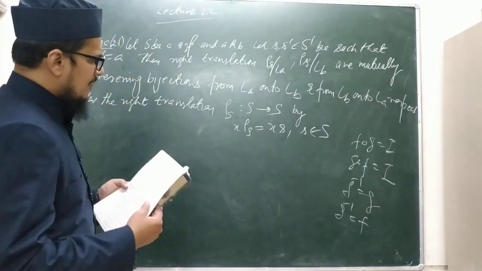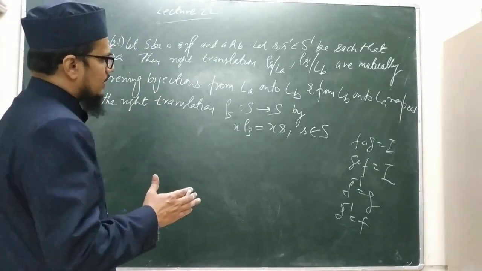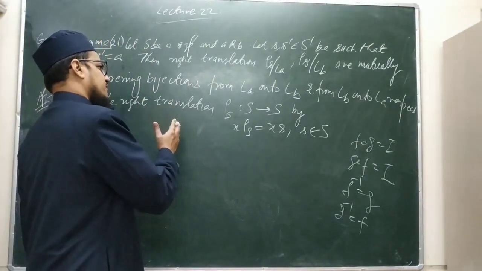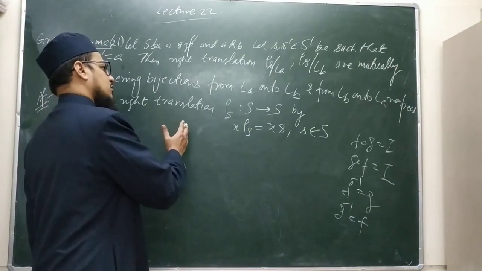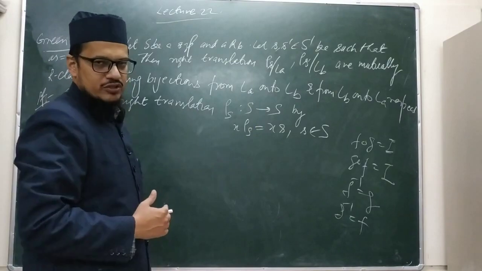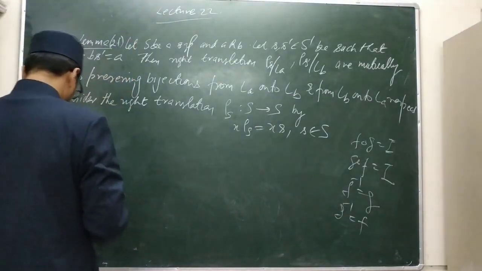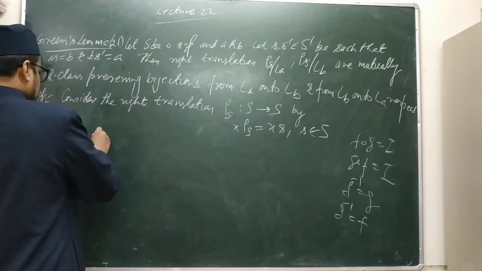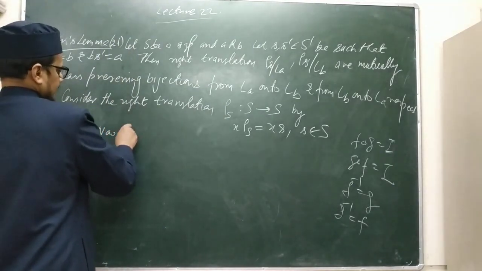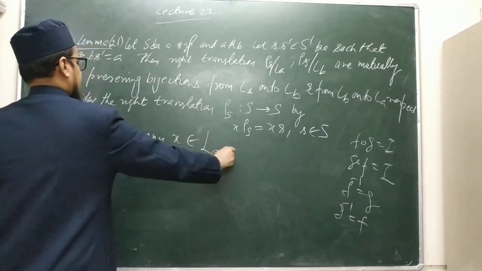Now what we have to show is that we can restrict it to L_a. That is, we have a mapping rho_s on L_a, which is a map from L_a onto L_b. We have to show this, correct? For this, what we do, now for any x belonging to L_a, correct?